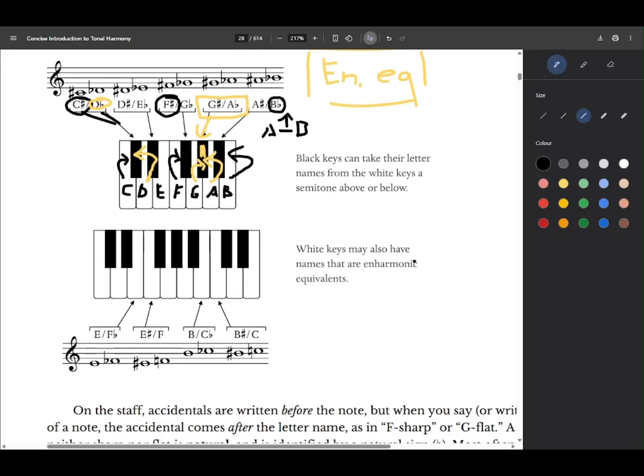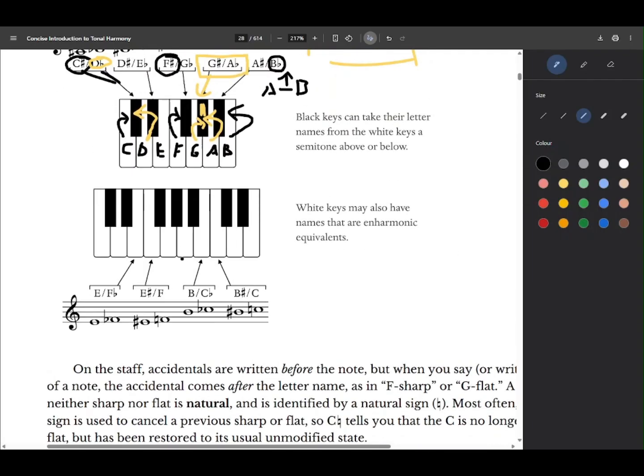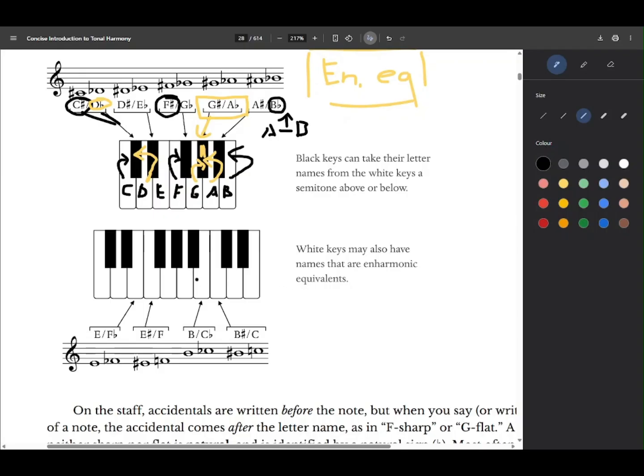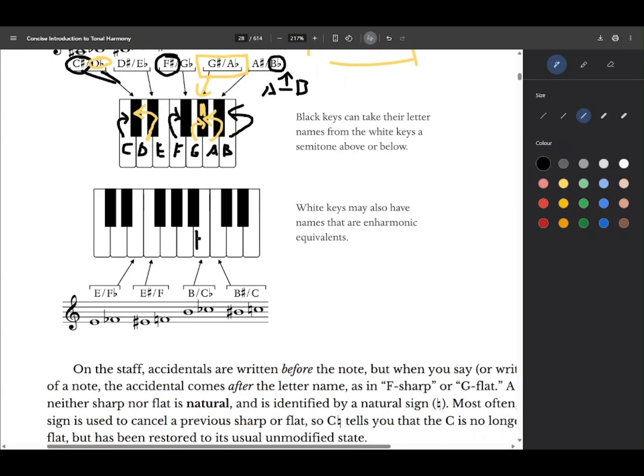White keys may also have enharmonic equivalents. This is a bit more complicated. You'll encounter this less often, but let's just go over quickly an example here. So we've done this and we're comfortable with our enharmonic equivalents and our naming up here. But what if we're on a B? So we're chilling out on B and we want to make it flat. So we know how to do that. We go down to the black key and we get our B flat.